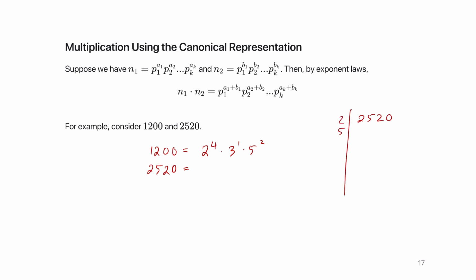Okay, we get rid of the 2 and 5, which gives us 252. The 2 gives us 126. That also is a multiple of 2, so that gives us 63. And we know 63 is 9 times 7. Right? Yeah, so that gives us 3, 3, and 7. Okay, so 2520, we can say is 2 cubed times 3 squared times 5 times 7.